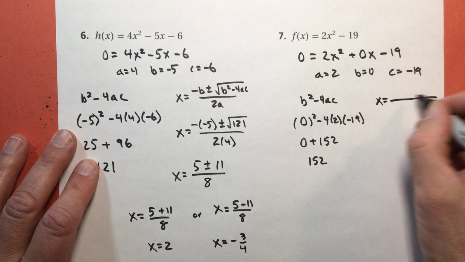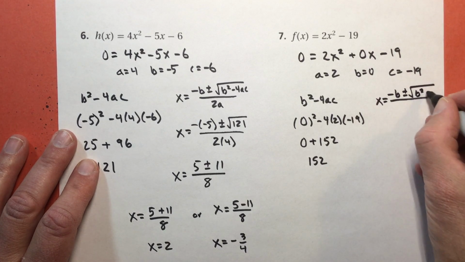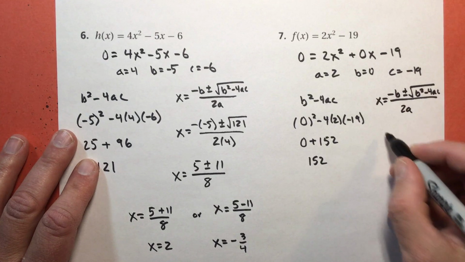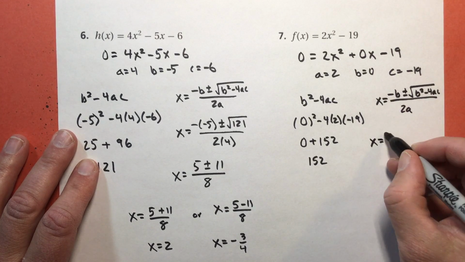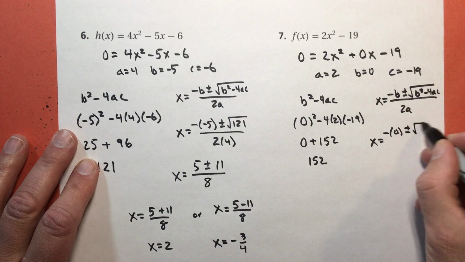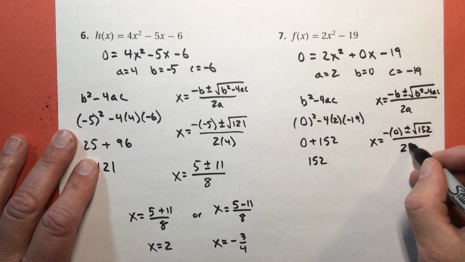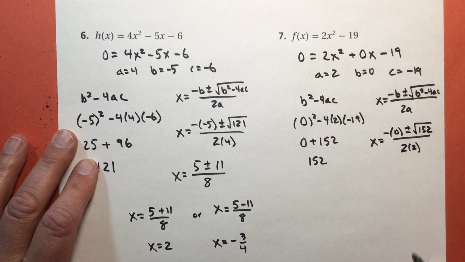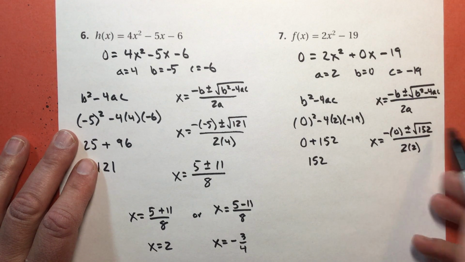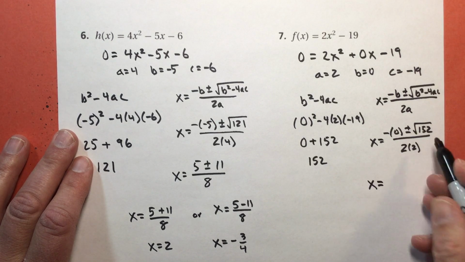Quadratic formula, one more time, is the opposite of b, plus or minus the square root of the discriminant, all over 2a. So I get the opposite of b, which is 0, plus or minus the square root of 152, divided by 2 times 2. Opposite of 0 is just 0. 0 plus anything, the 0 is not going to show up. So I get the square root of 152.